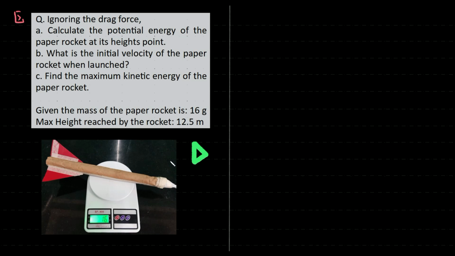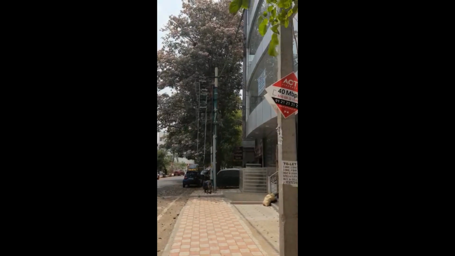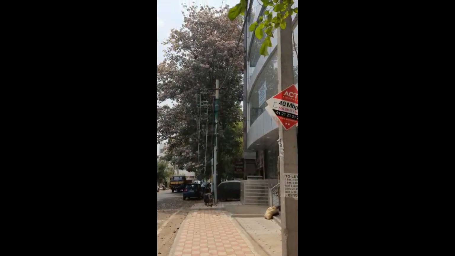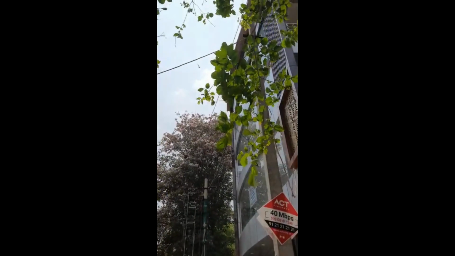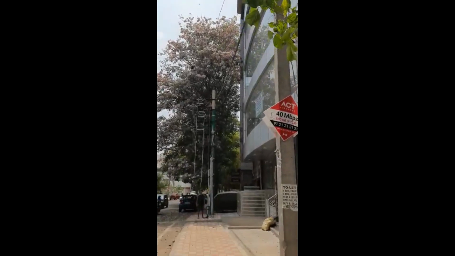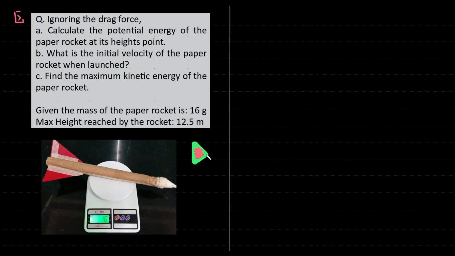Let's get back to the question which we got stuck on in the last set of videos. What was it about? It was about a paper rocket being launched. So let's have a look at that again. What is it that we are looking at? We looked at a 16-gram paper rocket being launched to a height of 12.5 meters.